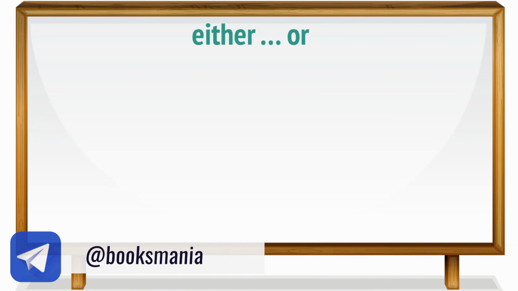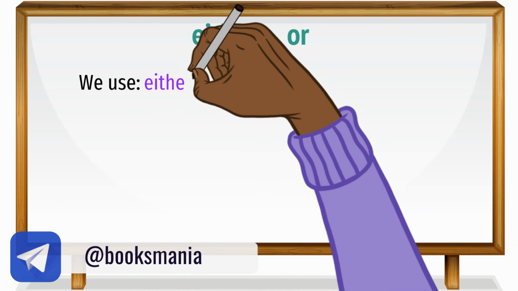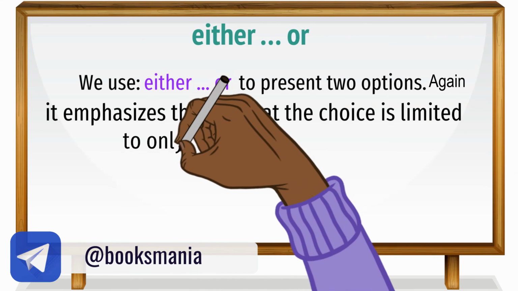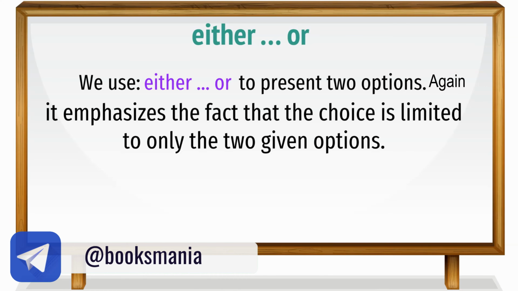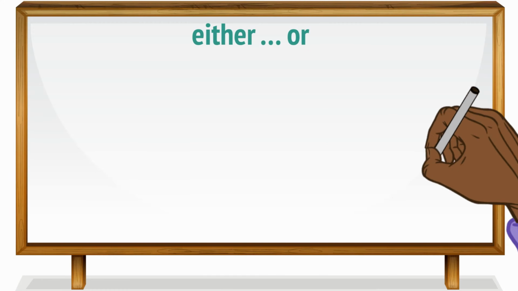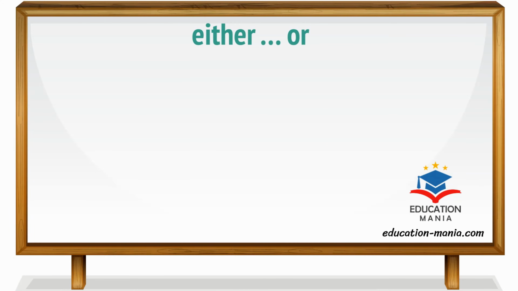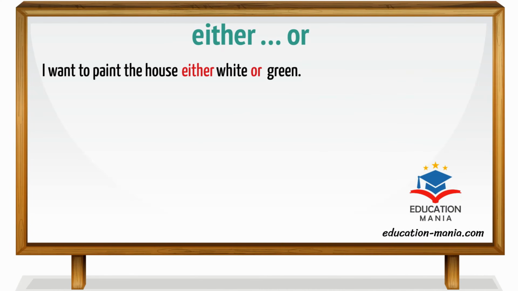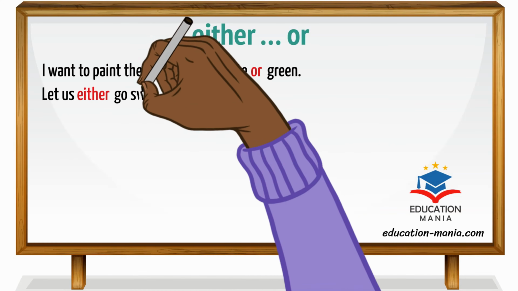Either, or. We use either or to present two options. Again, it emphasizes the fact that the choice is limited to only the two given options. For example, I want to paint the house either white or green. Let us either go swimming or go shopping.